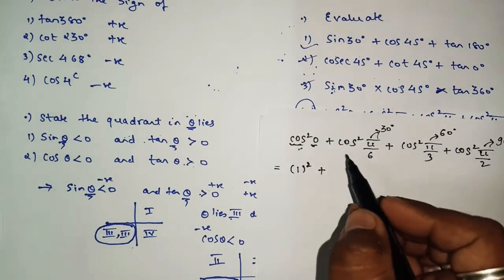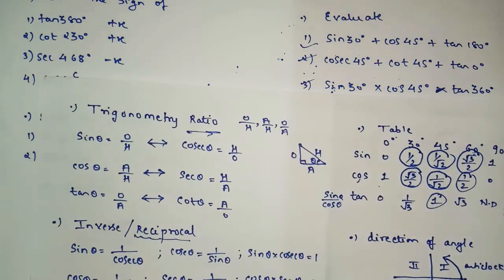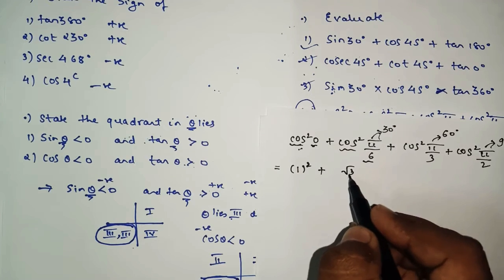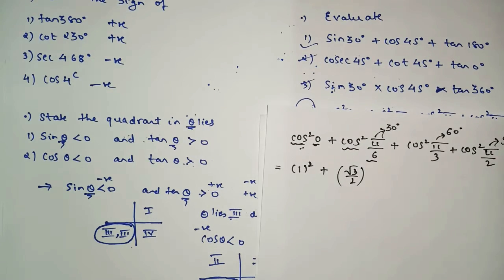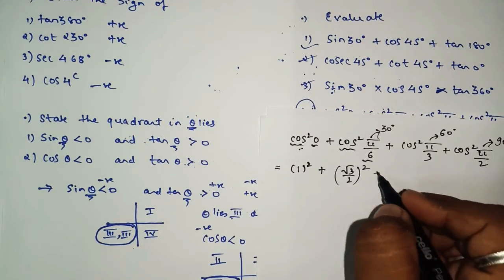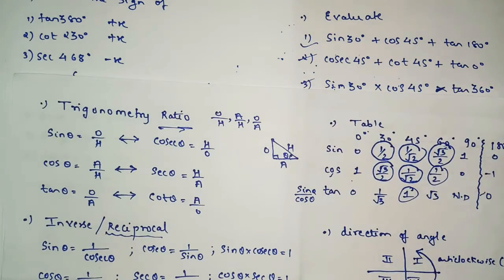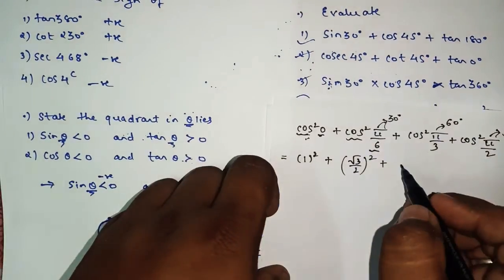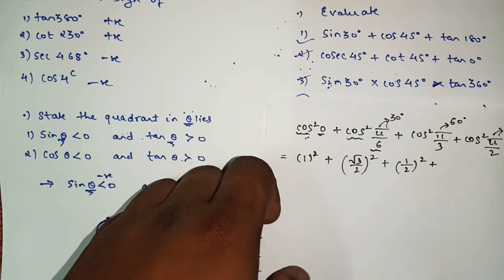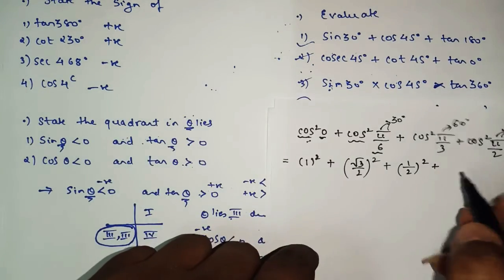Similarly here also, cos pi by 6 is cos 30, which from the table is root 3 upon 2, but there it is cos square, so square of that value, plus cos pi by 3 means 60. Cos 60 is 1 upon 2, so square of that value, yes or no? Then cos square 90, so first we'll see cos 90 is 0, so 0 square.